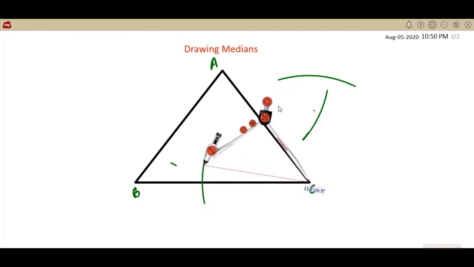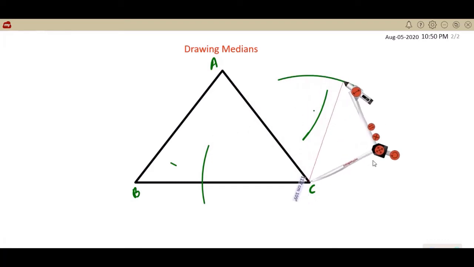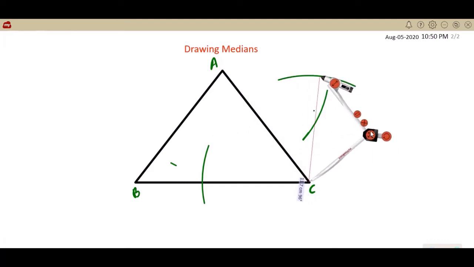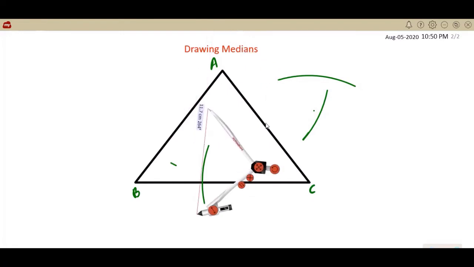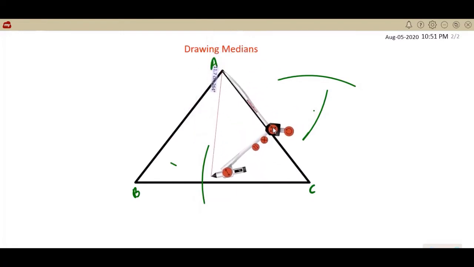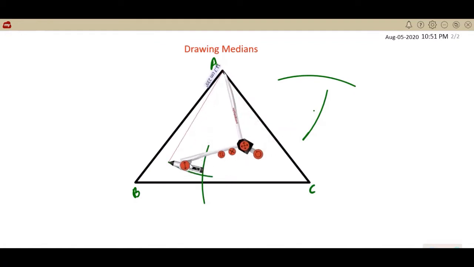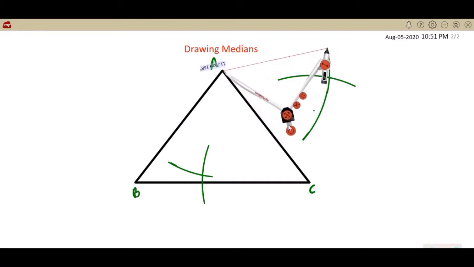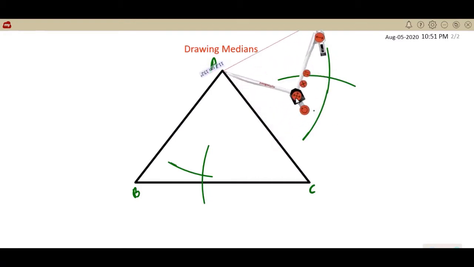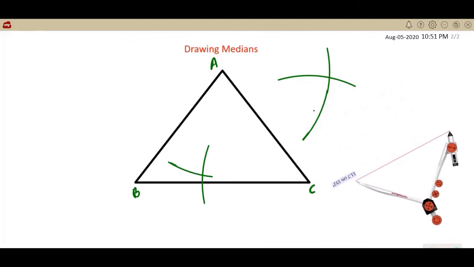Median means the midpoint to the opposite vertex. So midpoint is half. To get half, you have to divide the side. So I am doing it. You simply keep it and you will get a point of intersection. It will pass through the midpoint of the side AC in this case. For example, I will get it here also. Okay. Now connecting these two intersections, you have to draw a line. That line will be passing through midpoint.